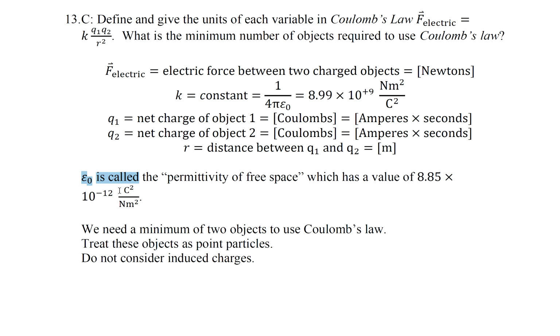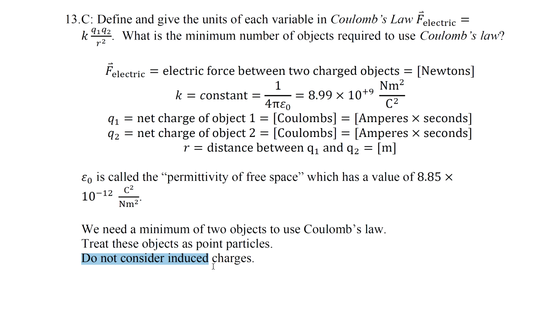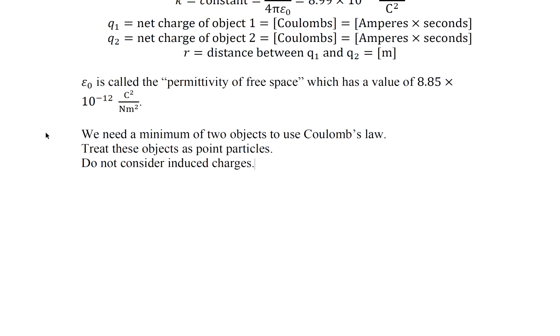And epsilon sub 0 is called epsilon naught. We need a minimum of two objects to use Coulomb's law, and we cannot consider induced charges. What's an induced charge? I'll let you know later, hopefully.